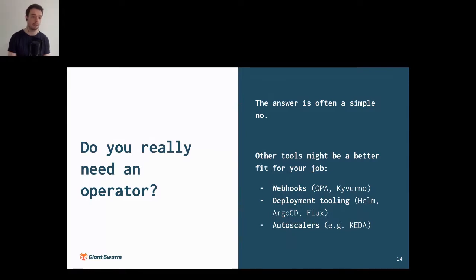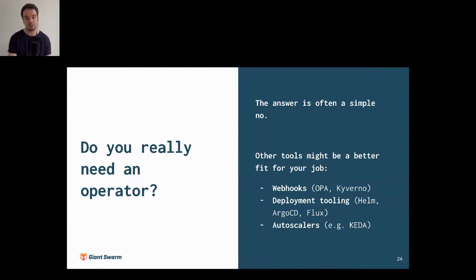You should also evaluate other tools which might be better to fit your job. For example, if whatever change you need to do only needs to take place when you apply an object or to validate, then you should look at webhooks. They have come a long way. OPA is one solution. I'm personally more a fan of Kubernetes-centric solutions for implementing webhooks easily and in a really Kubernetes native way. So that might be a solution, or just deployment tooling.